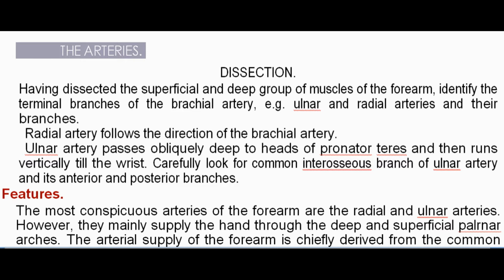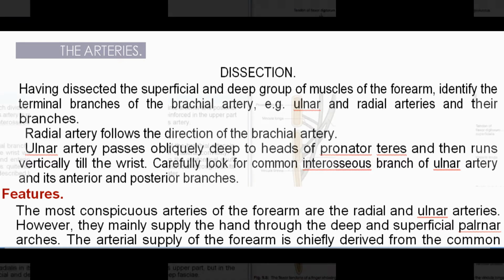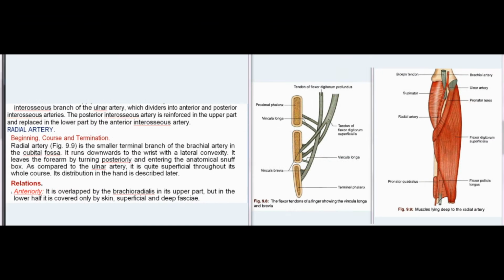The arteries. Dissection. Having dissected the superficial and deep group of muscles of the forearm, identify the terminal branches of the brachial artery, e.g. ulnar and radial arteries and their branches. Radial artery follows the direction of the brachial artery. Ulnar artery passes obliquely deep to heads of the flexor muscles and then runs vertically till the wrist. Carefully look for the common interosseous branch of the ulnar artery and its anterior and posterior branches.